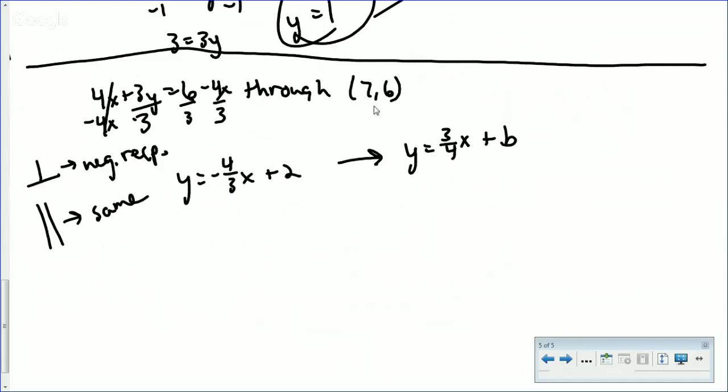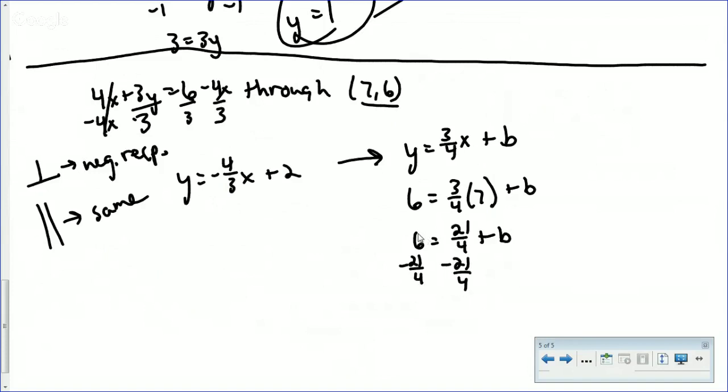So now to find b, we are going to take and plug in this ordered pair. So I have 6 equals 3/4 times 7 plus b. So I have 6 equals 21/4 plus b, and I'll subtract 21/4. Change the 6 so that it has a denominator of 4, which is 24. So you get 24 fourths minus 21 fourths, which will be 3/4. So your equation will be y equals 3/4 x plus 3/4.